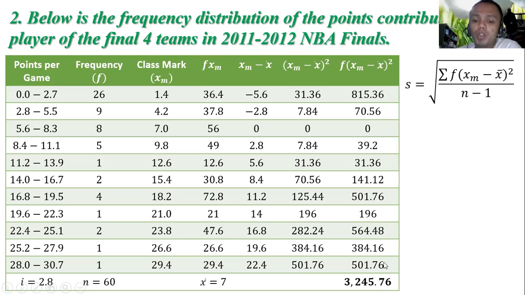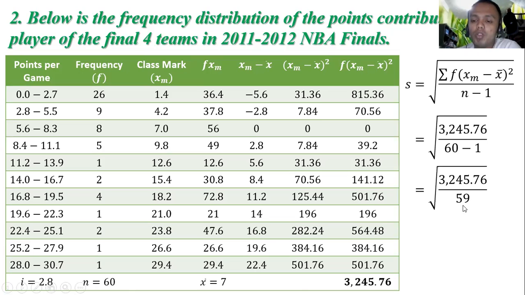We have 3,245.76. Using this formula, we substitute it, and your n is 60. So 60 minus 1 is 59. 3,245.76 divided by 59 would be equal to 55.01. Get the square root, and that is equal to 7.4 for your standard deviation.